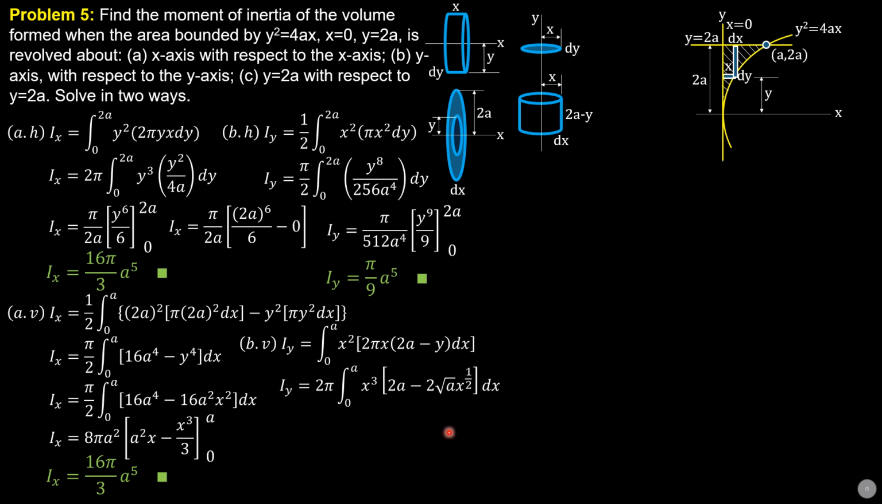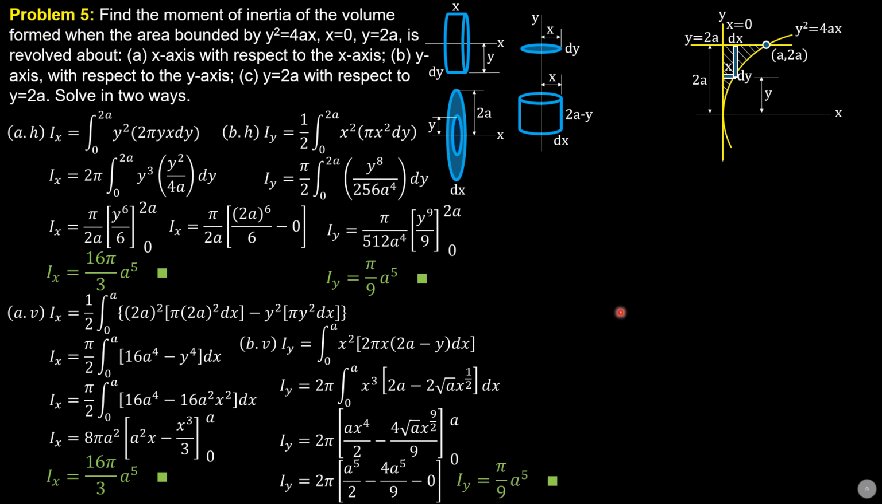So that would be 2 pi times (a x to the fourth over 2 minus 4 square root of a x to the 9/2 over 9) from 0 to a. Since this is a times x, this is a to the 5/2, then this is 4 over 9 a to the 5. Combining like terms, that's pi over 9 a to the 5. This is the same as that, of course.